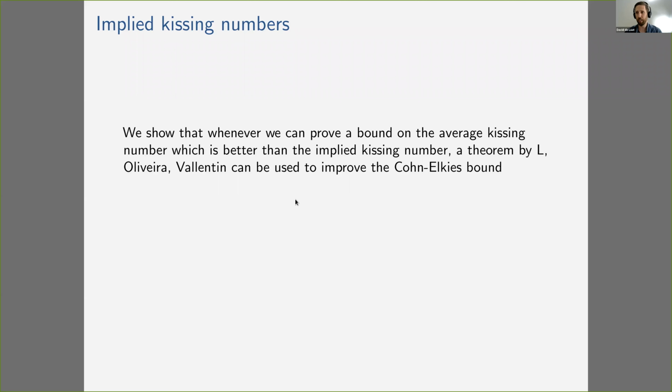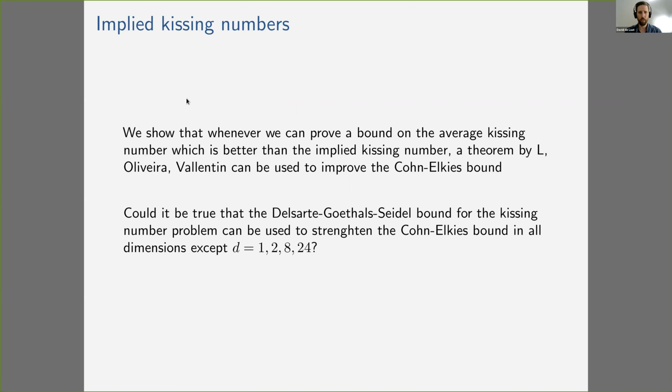Well, basically, what we did is we used a good bound on the average kissing number, and then we ran some computations that showed, in some fixed dimensions, a better sphere packing upper bound than the Cohn-Elkies bound. So what we show in this paper is that whenever you have an upper bound on the average kissing number that is better than the implied kissing number, then you can always improve the Cohn-Elkies bound.